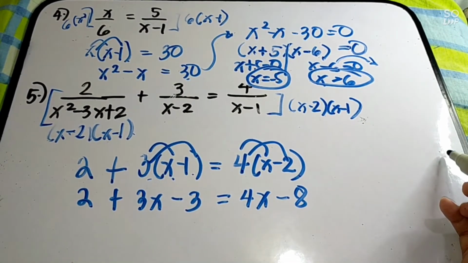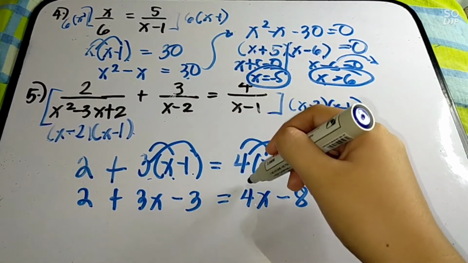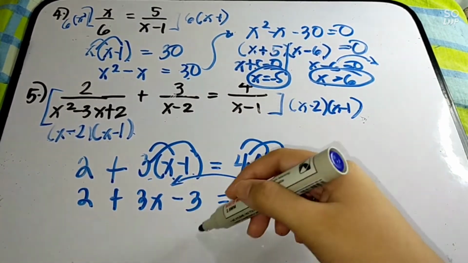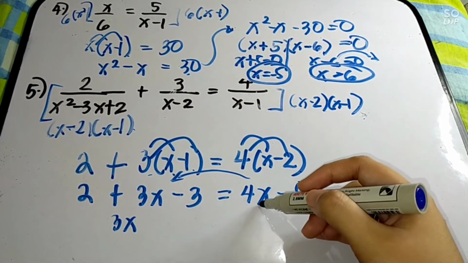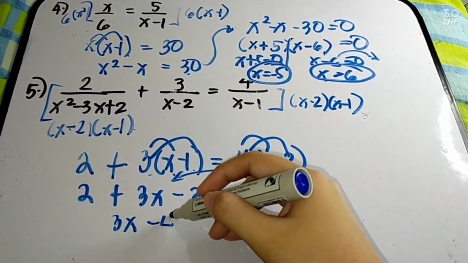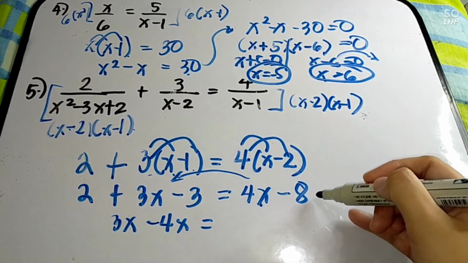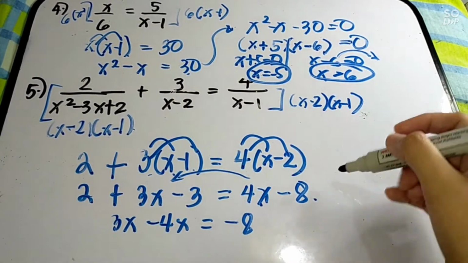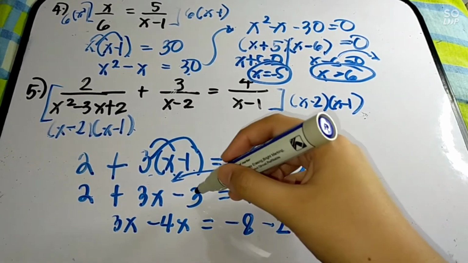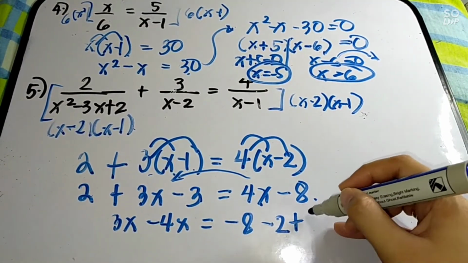Then, combine like terms. Lahat ng may variables, lipat natin sa left side. Lahat ng wala, lilipat natin sa right side. So, it becomes 3x. Si 4, magiging negative 4x is equal to, dito, matira si negative 8, ililipat natin si 2, magiging negative 2. Lilipat natin si 3, magiging positive 3.